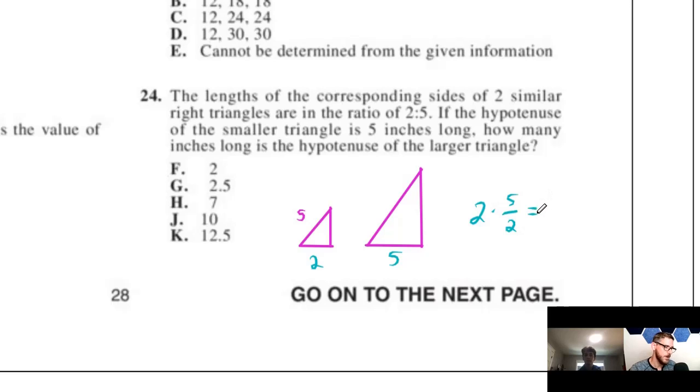Oh, okay. So the larger triangle is 5 halves the length of the smaller triangle. So that gives us 5 in that example. In this one, where the hypotenuse is starting at 5, multiply by 5 halves, and you get 25 halves, which is 12.5. Okay. Does that make sense? Yeah, it makes more sense.